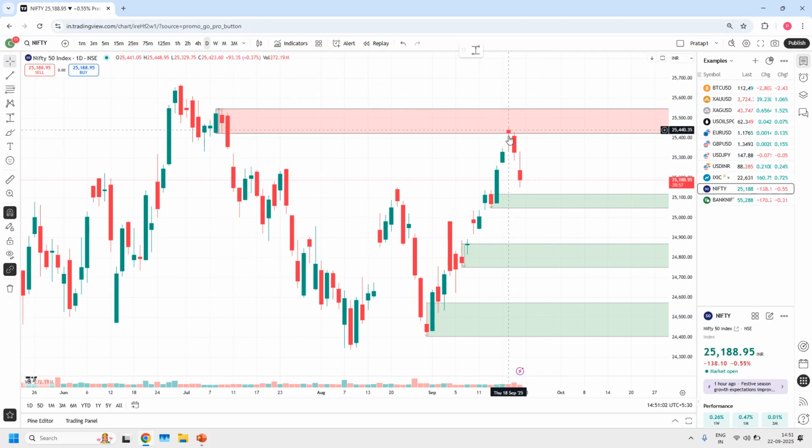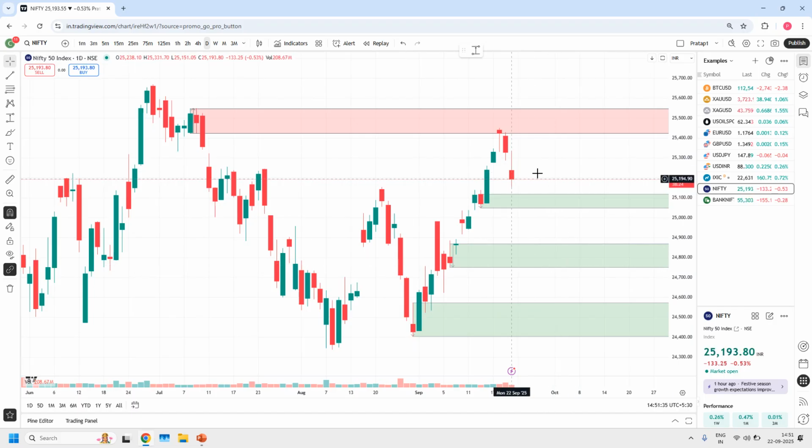See, from this supply zone, prices are sharply coming down. Let us see if this demand zone holds and again pushes the prices and continues the uptrend or not. In case this demand zone is violated, Nifty's uptrend will be changed to sideways. If this demand zone also violates, the sideways trend will be changed to downtrend. If this demand zone is also violated, the downtrend will continue as a downtrend only.